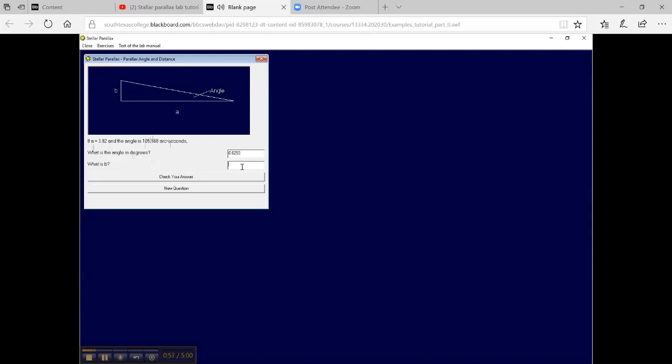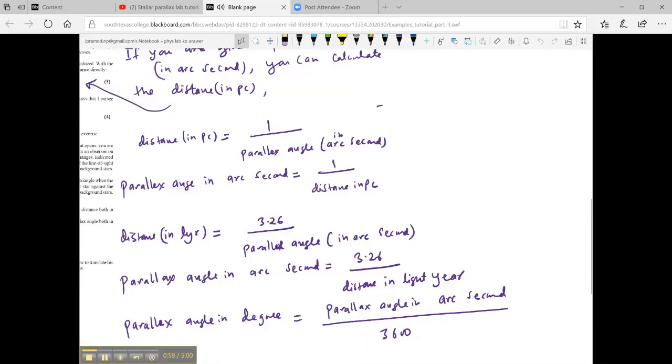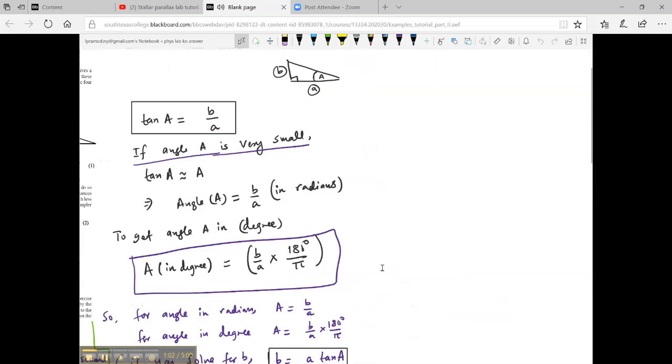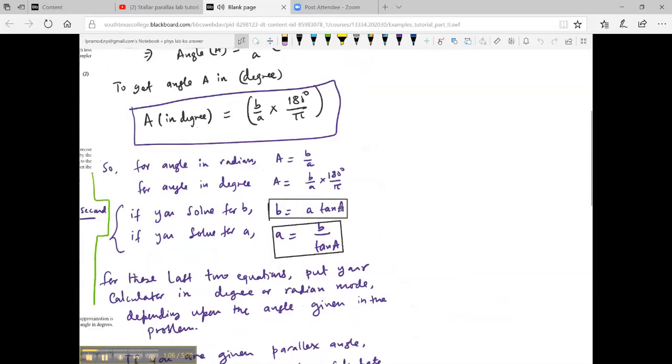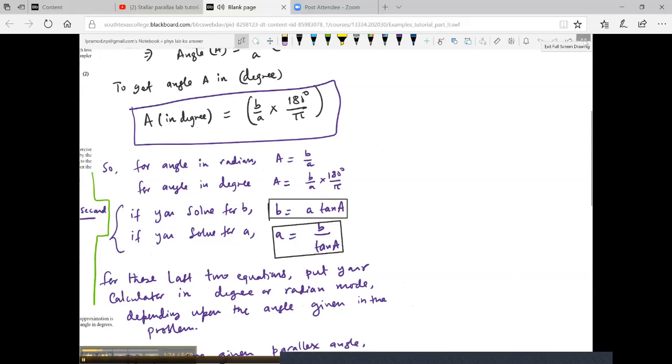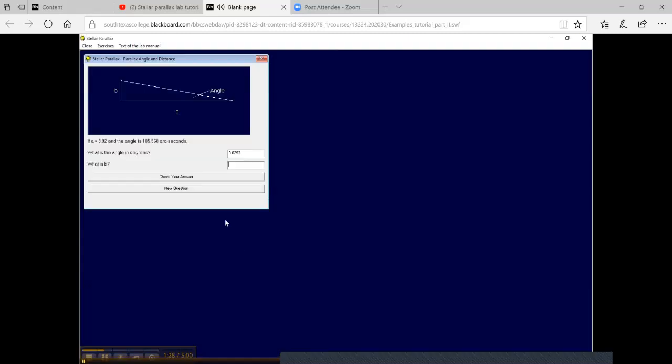And then they're asking for B. So how do you get B? Let me get the equation here. To get B, I'm gonna take A times the tangent of the angle. So the angle in degrees is 0.02932. I'm gonna get the tangent of that. That's gonna give me a value, and then I multiply by A. So let me get the value of A. What was the value of A over here? A is 3.92. So I'm gonna multiply by 3.92. So I have the answer here, very small, 0.002. So let me check my answer.